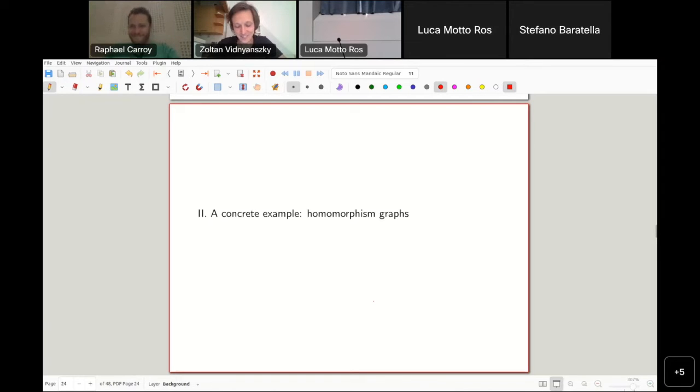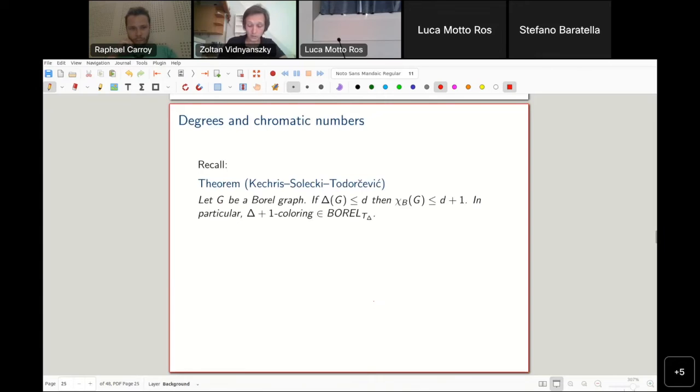Okay, so now I want to show you a concrete example that this is not only an interesting connection, but you can transfer ideas. And this is what we call homomorphism graphs. Okay, so a little bit of motivation for why we considered all these things.